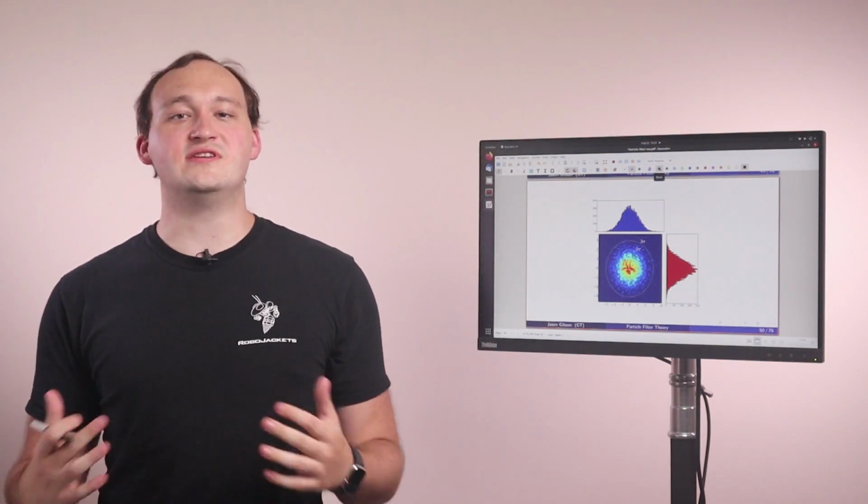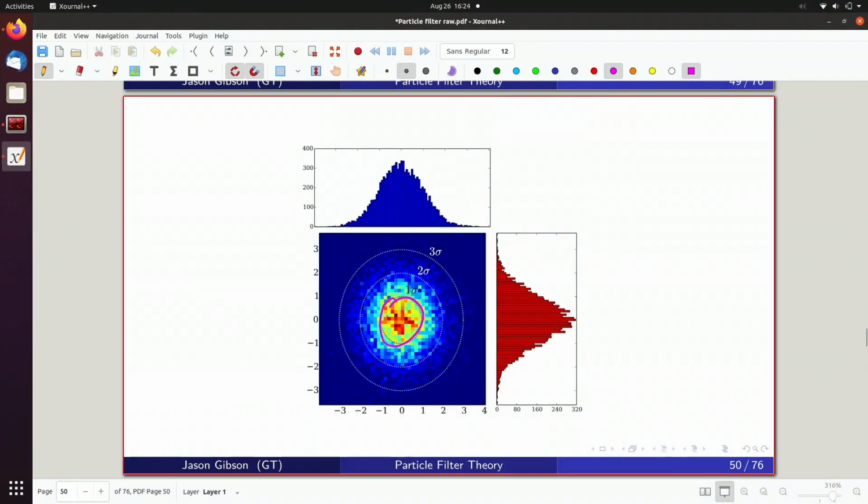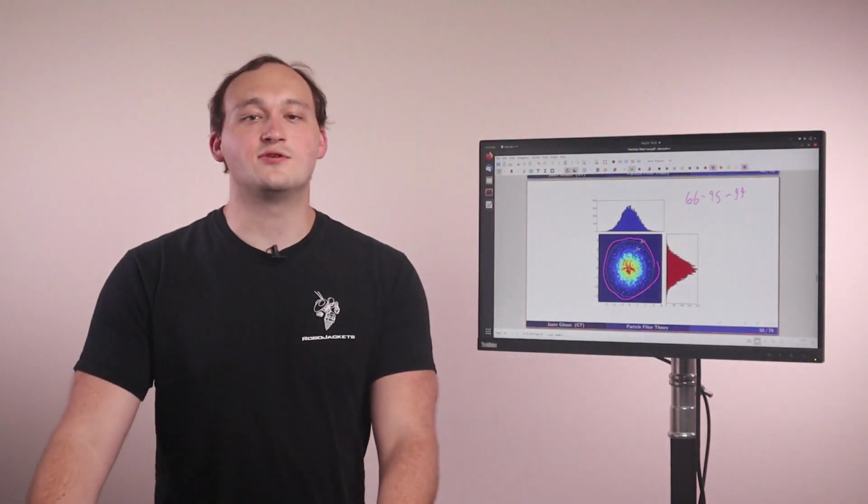What the variance actually means is that we have a probabilistic representation of whether we're in this circle or outside of it. In this first circle that I just highlighted, the probability of us being inside is 66%. Now the second circle, we will be inside 95% of the time. That's pretty good odds, right? We can also include the third sigma, this big circle out here, and there's a 99% chance that we will be inside that circle.